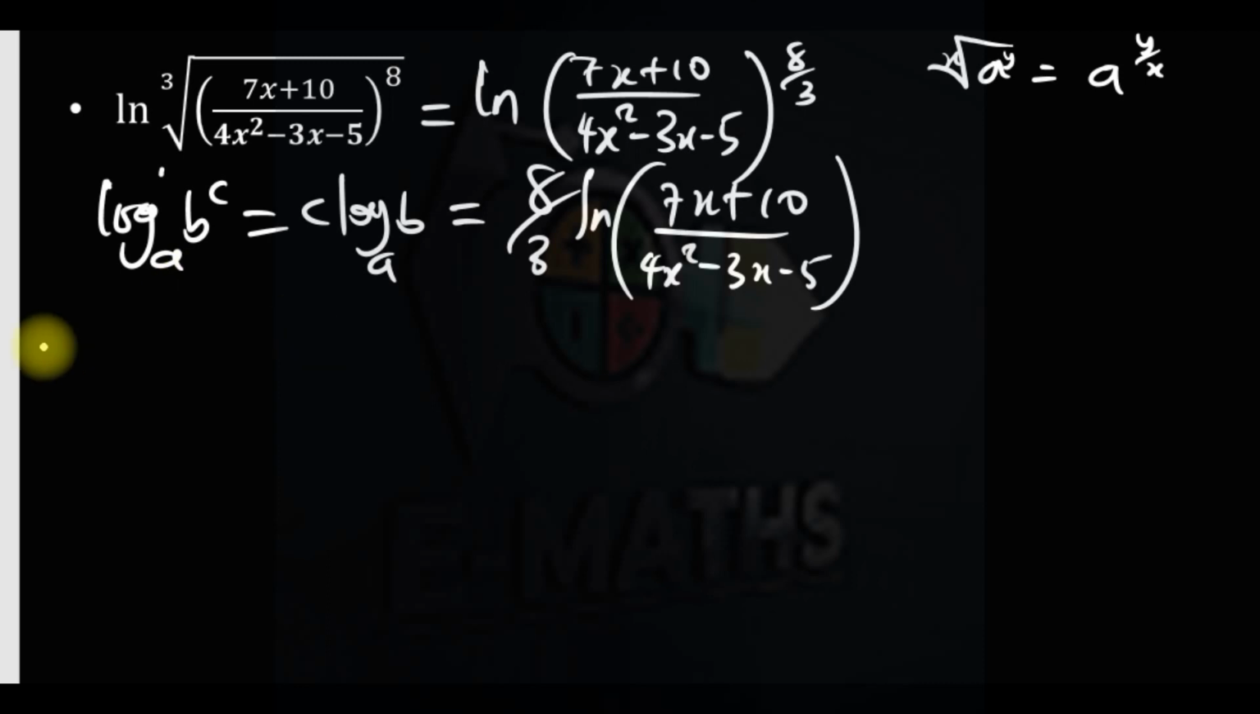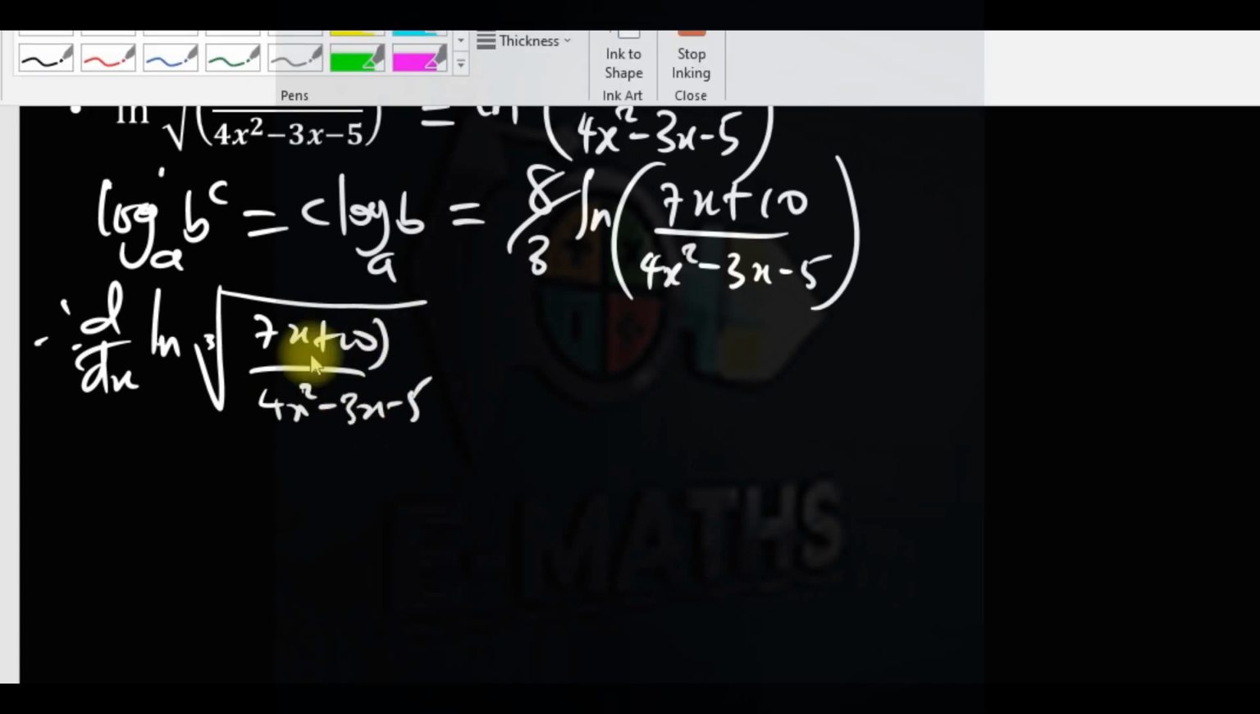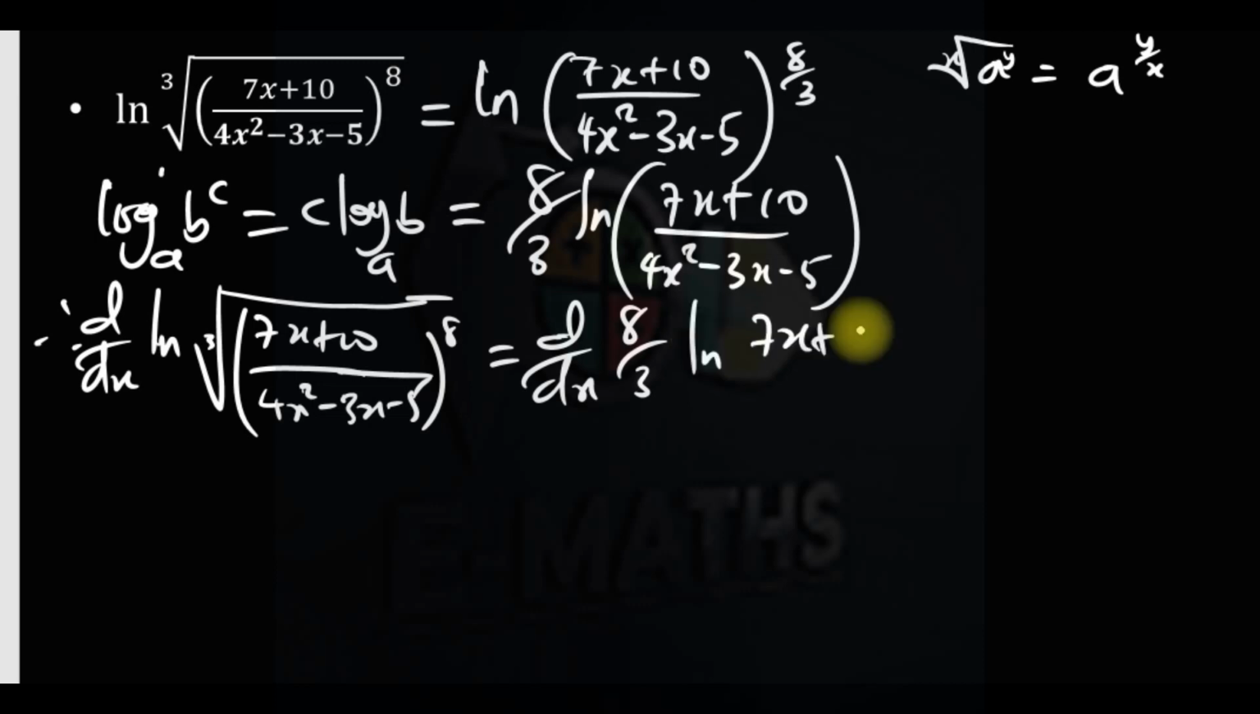So let's now find the derivative. Therefore, the derivative of what we are asked to find, which is the derivative of ln of the cube root of 7x plus 10 over 4x squared minus 3x minus 5, all raised to the power of 8, is now the same as the derivative of 8 over 3 ln of 7x plus 10 over 4x squared minus 3x minus 5.